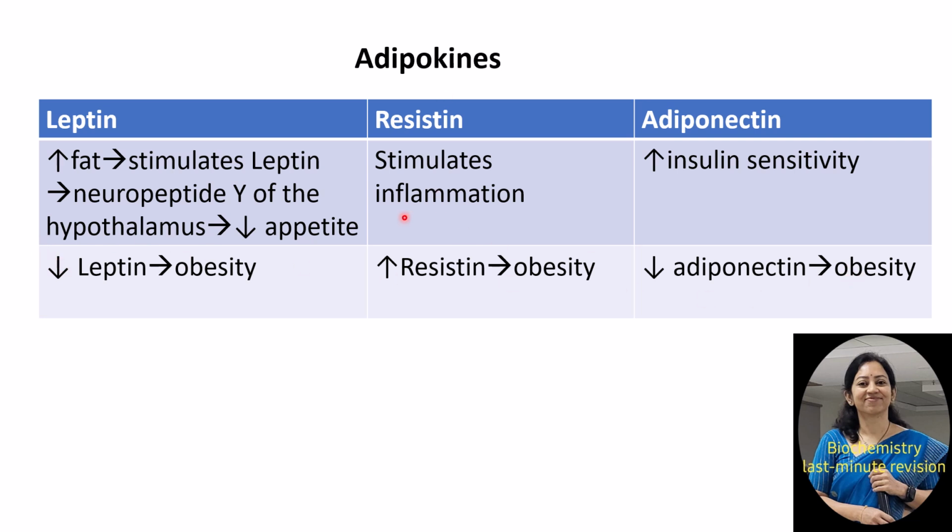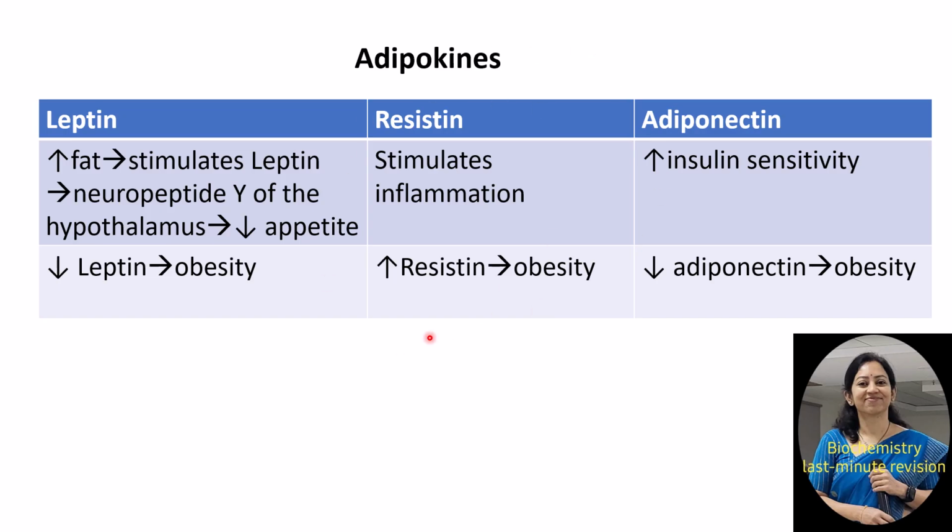So we have one more adipocytokine released by the adipose tissue called resistin. Now this resistin is known to stimulate inflammation, okay, by releasing CRP, C-reactive protein, interleukin 6 and tumor necrosis factor alpha. So increased resistin is dangerous to the body because it will stimulate chronic low grade inflammation, and that also has been related to obesity.